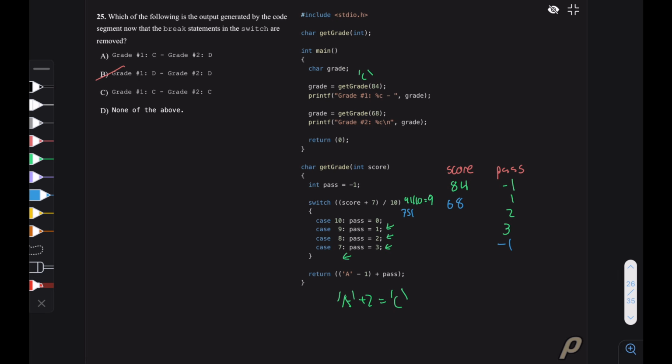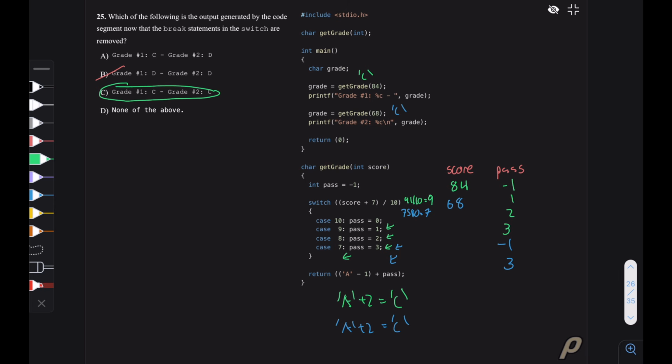75 divided by 10 is equal to 7. So we start here. pass is equal to 3, then we break out right away. We do the same, A plus 2 equals C. So then we return a C again. So both of these should be C's, which is what answer option number C looks like. So a lot of C's on this question, but that's our correct answer.